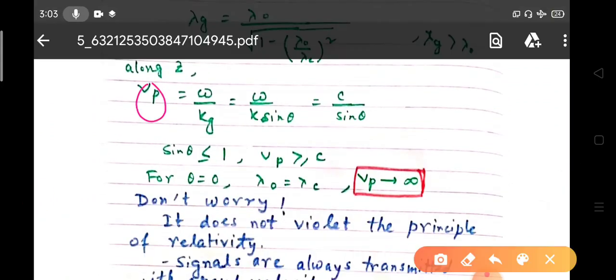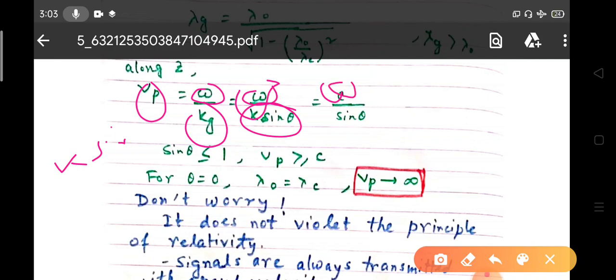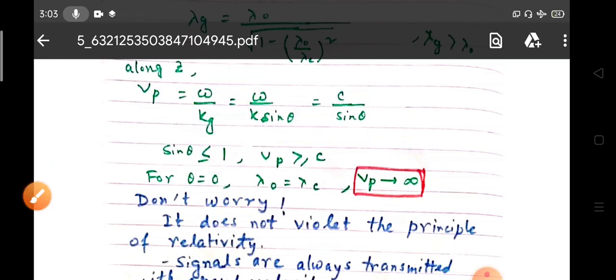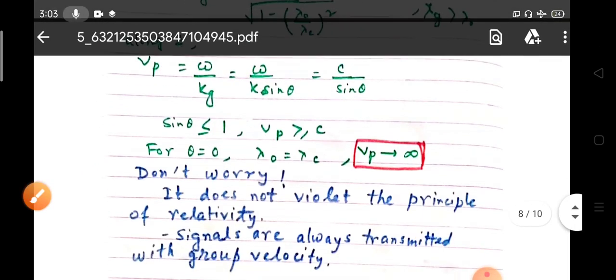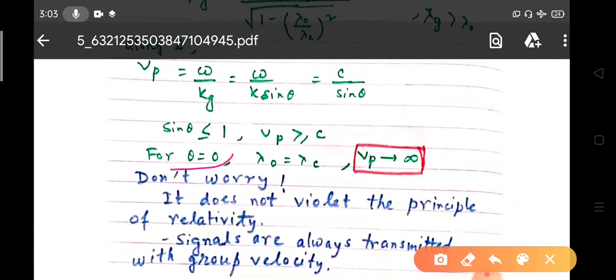And what will be the phase velocity? Phase velocity will be omega by k, in this case omega by kg. This is the propagation k vector, k sine theta, and we denote it as kg. So omega by k sine theta, and omega by k is c, so c by sine theta. Sine theta is always less than or equal to 1. So Vp should always be greater than or equal to c, which means the phase velocity is greater than the velocity of light. Now when theta equals 0, lambda naught equals lambda c, and this Vp tends to infinity.